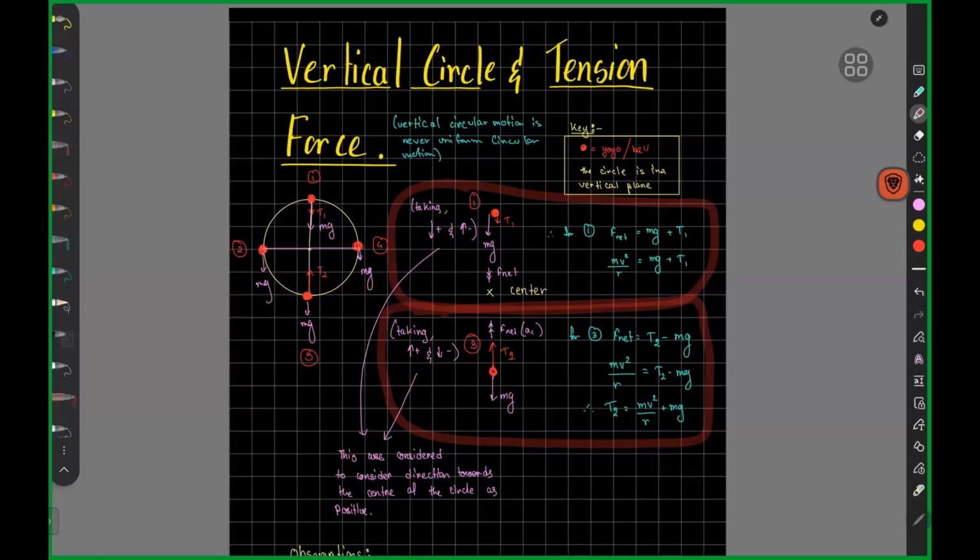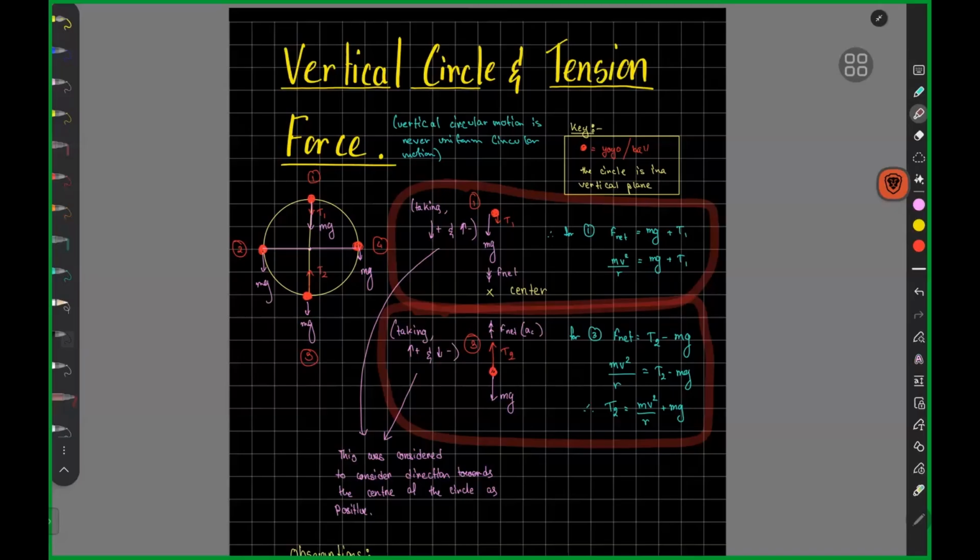First thing, when analyzing position 1, what do we see? The tension from the string and the weight of the ball itself are both downwards, right? It's in the same direction. And when you are in position 3, while the weight is downwards, the tension is upwards. Now that's a bit of a difference.